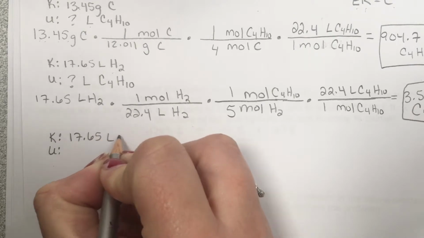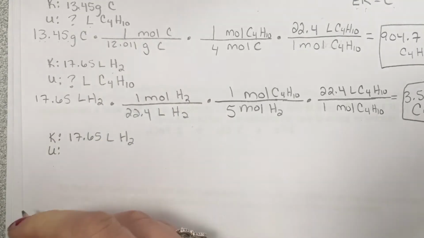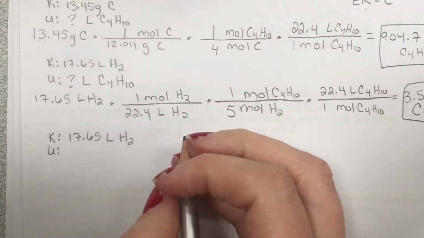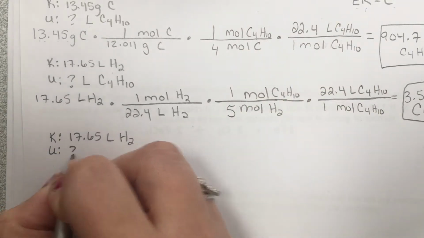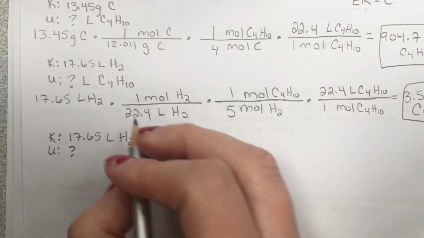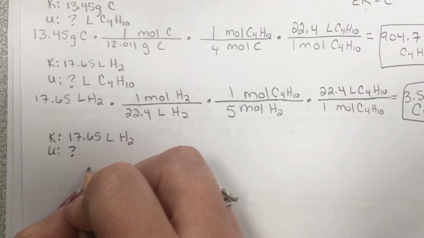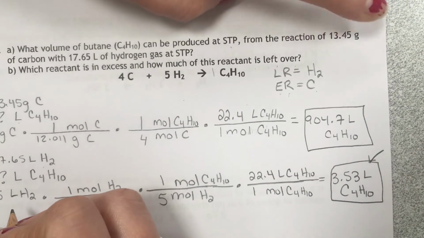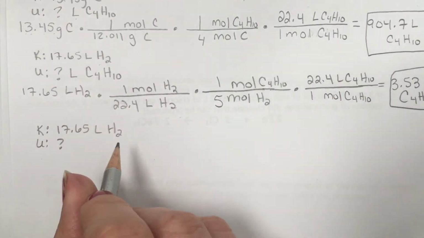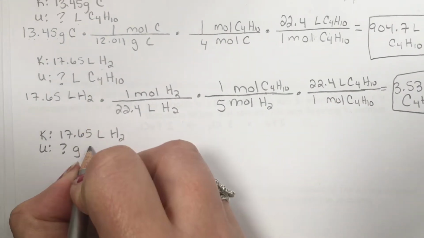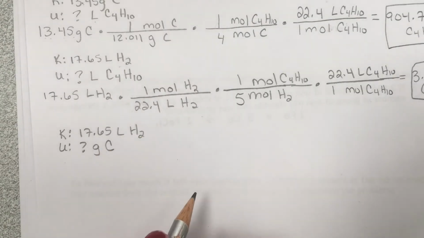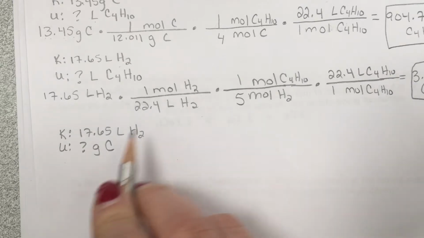So we have 17.65 liters of H2. And then the unknown is going to be the excess reactant, because that's what it's asking for. So unknown will be how many, what is it, carbon? So it's not going to be liters, because carbon's not a gas. Carbon is going to be mass, okay? Because it gave us mass up here. Carbon is a solid, so it'll be how many grams of carbon. So we don't have moles at all, so we're going to have to convert to moles, do a mole-to-mole ratio, and then convert out of it.